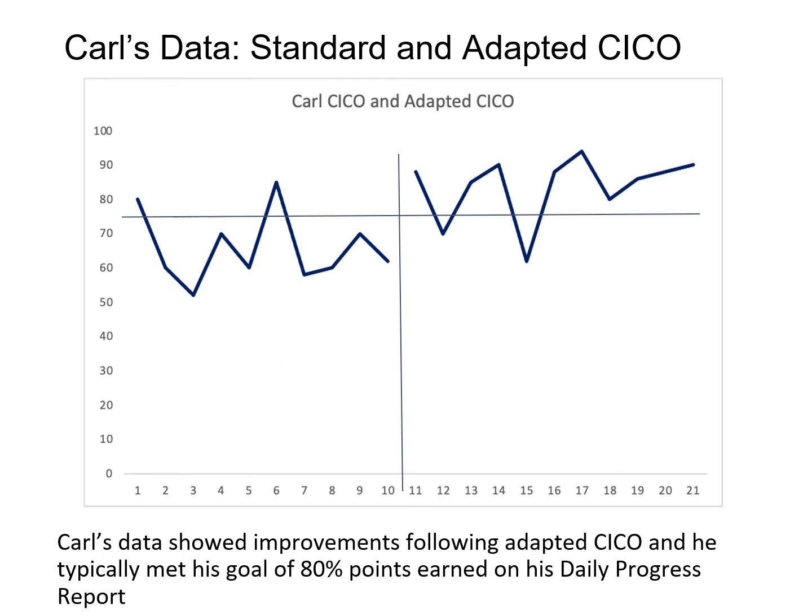This graph shows Carl's data before and after the adaptation was made. You can see that following the adaptation, Carl's data showed improvements, and he met his 80% goal almost every day.